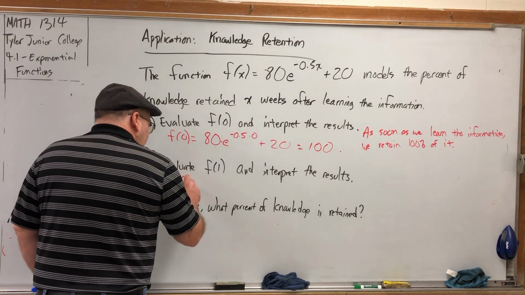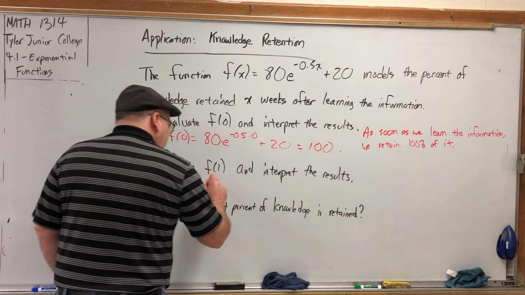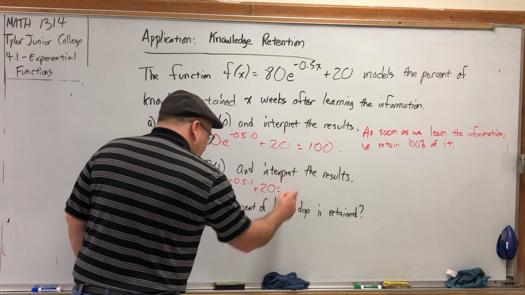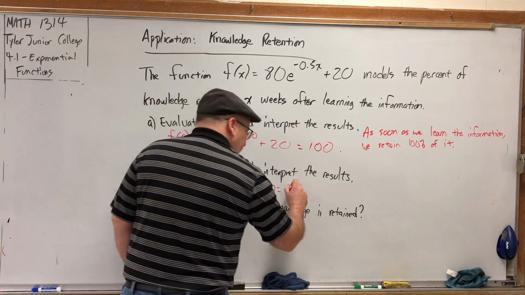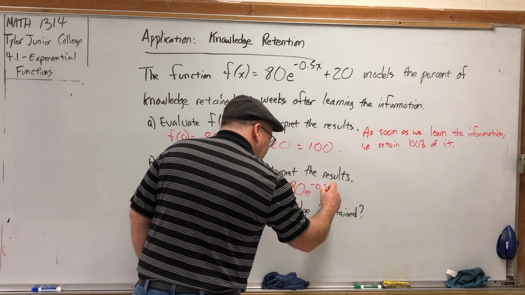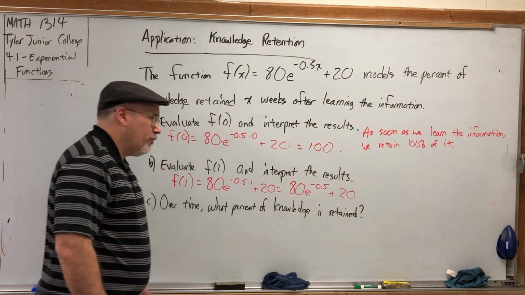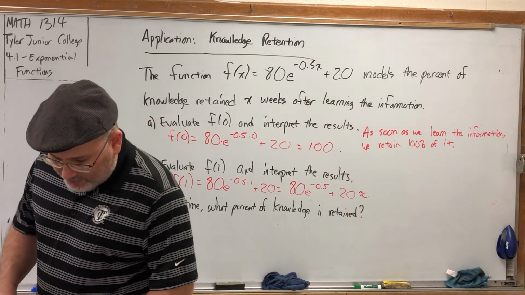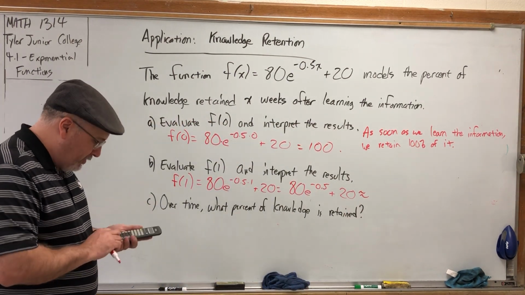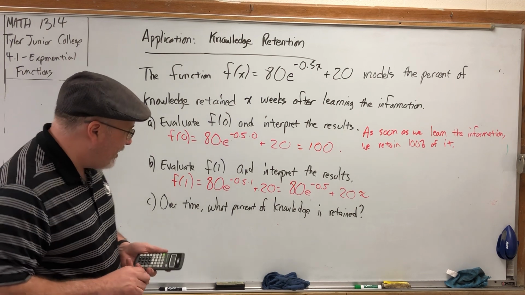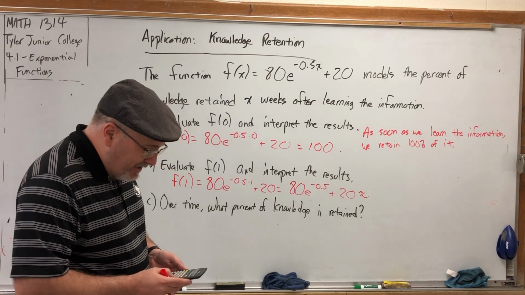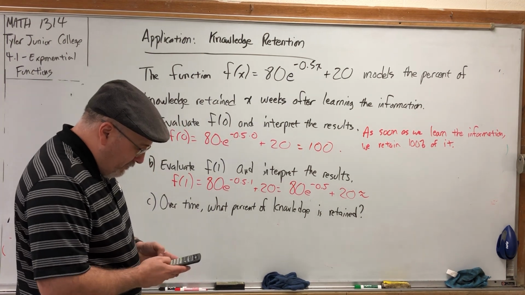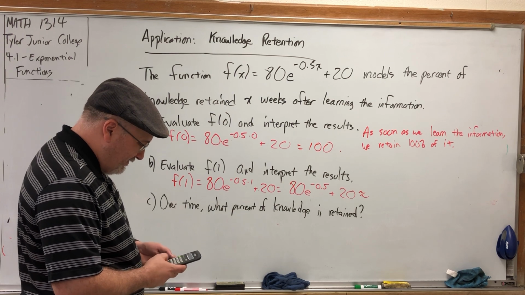I wonder what this is going to be after 1 week. Well, we would get 80 times e to the negative 0.5 times 1 plus 20. In this case, I'm going to go ahead and do the multiplication in the exponent, because multiplying times 1 is easy, and get e to the negative 0.5 plus 20. But this is going to require a calculator. And by the way, questions like this predate the technology that we're using now, meaning that sometime in the past, people had to calculate this stuff manually using techniques that are learned in a calculus class and are very, very time consuming. But lucky for us, we don't have to do that.